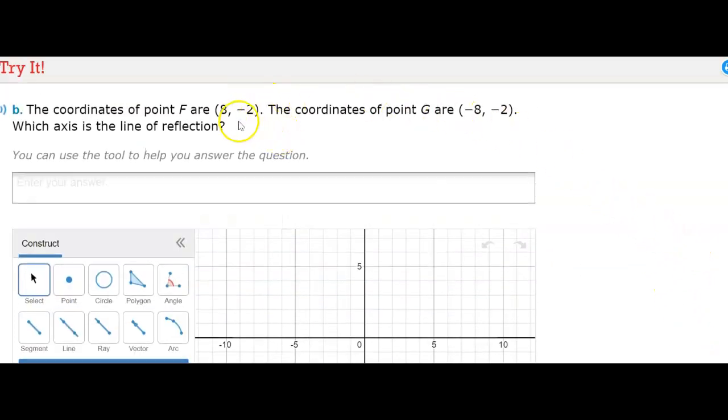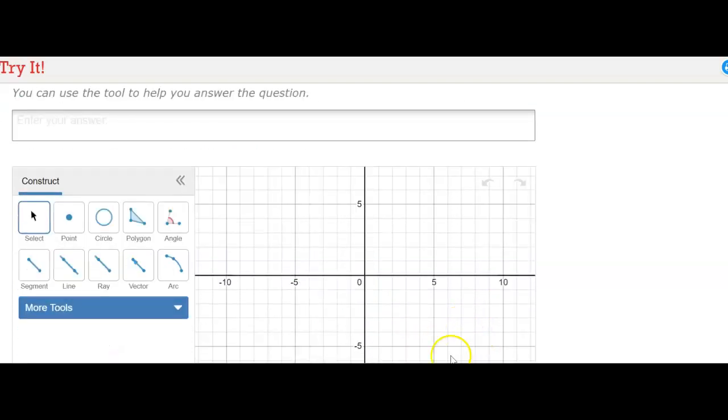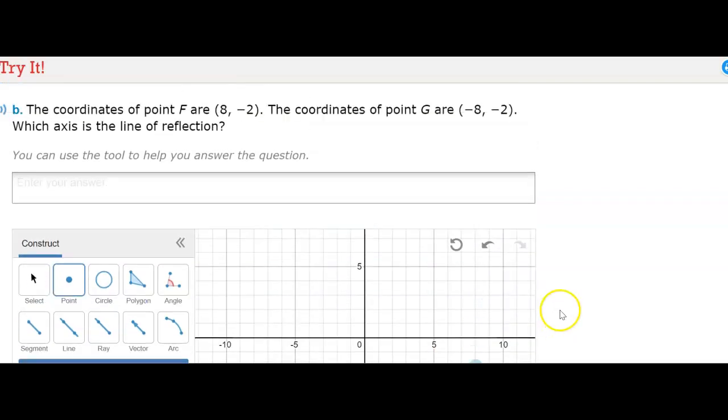Now they're asking us to find the coordinates for point F and the coordinates of point G, and which axis is the line of reflection. So let's graph them. So we have +8, -2. +8 will be on this side of my x-axis, and -2 will be on the bottom of the y. So we had 8, right? So 6, 7, 8. Let me get my point. All right, so 6, 7, 8, and then -2. So 1, 2. So that is point F.